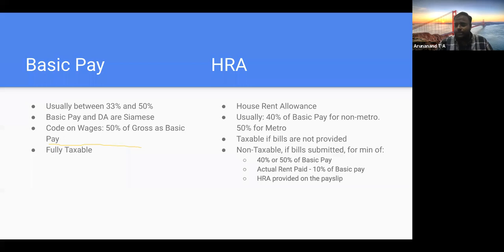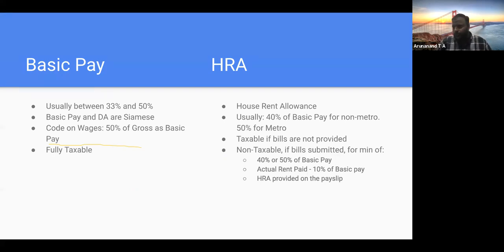That's the most important thing we should note. The second one is the HRA. HRA is nothing but the house rent allowance. If the employee has to rent a house in the city of the organization, this is the salary component where the company will be providing accommodation for.